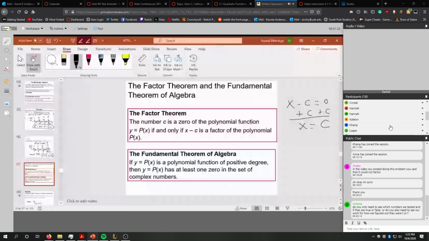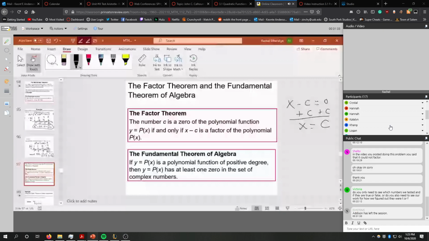And then the fundamental theorem of algebra says if y equals p of x is a polynomial of positive degree, in other words, you got an x cubed or an x squared or an x, then you have at least 1 0 in the set of complex numbers. Okay, so if it's a positive degree polynomial, then you will get at least 1 0 that's in complex numbers. So sometimes you're going to get complex answers.